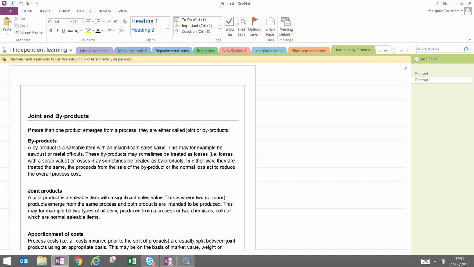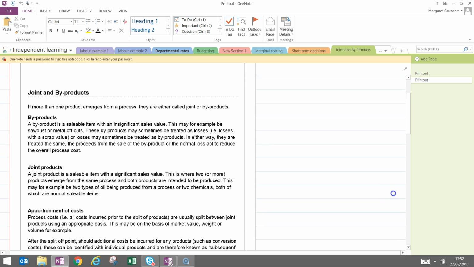A joint product is a saleable item with a significant sales value. What we mean by a joint product is that there are two or more products emerging from a process, and both those products were intended to be produced. So, for example, two or more types of chemicals may come out of one process.